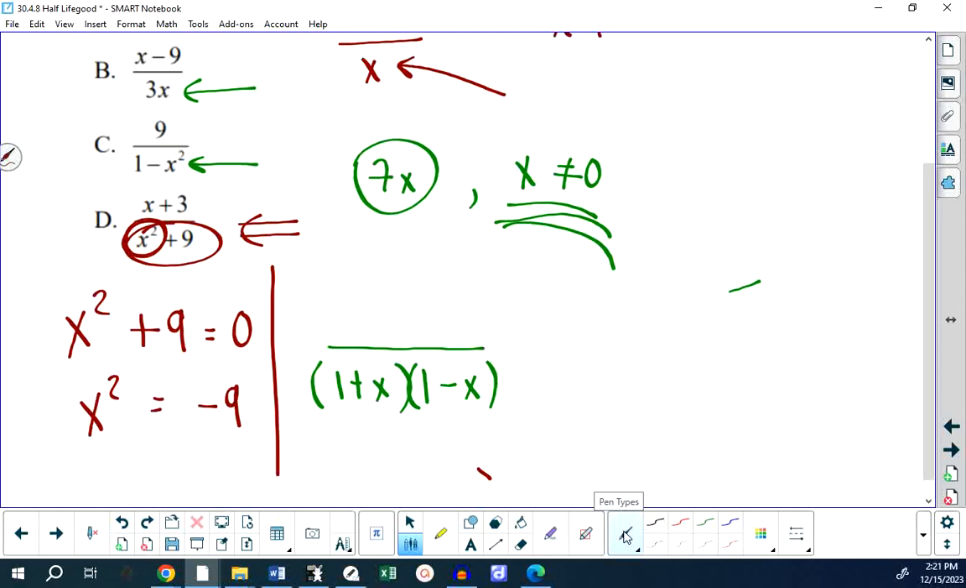Other questions? Go ahead, Owen. 7, numerical response. Numerical response 7.